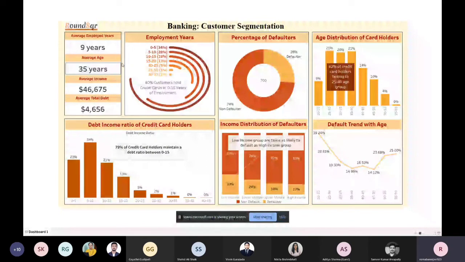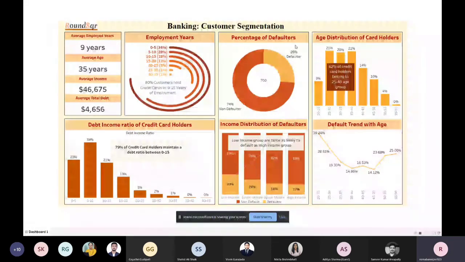Right to it is a radial chart which is showing us the employment years of the customers. We can see 34% of the customers who hold a credit card are in their initial years, like 0 to 5 years of employment. Likewise, 28%, 18%, as you can see written. So overall, from this chart, we can conclude 80% of the customers are holding credit cards between 0 to 15 years, after which we can see the percentage is dwindling.